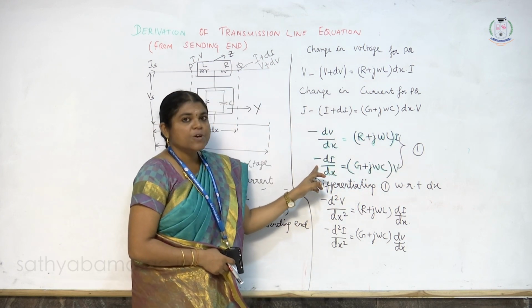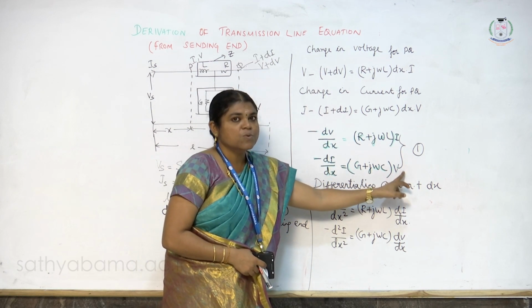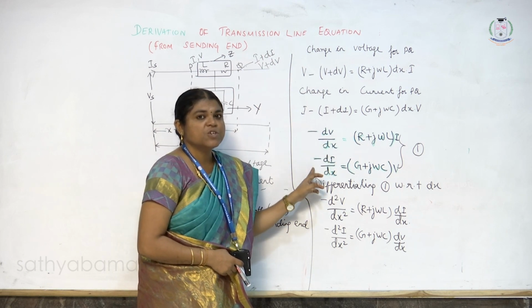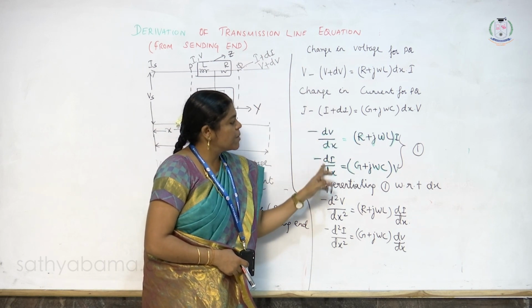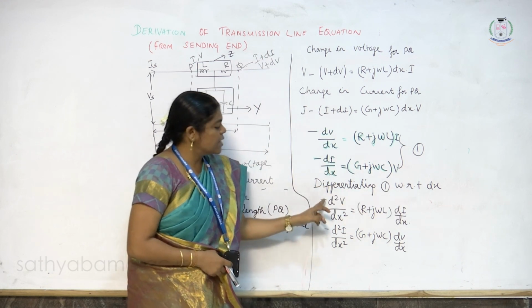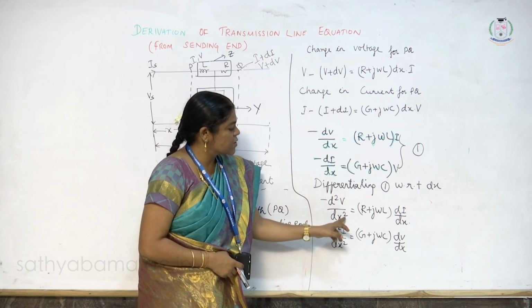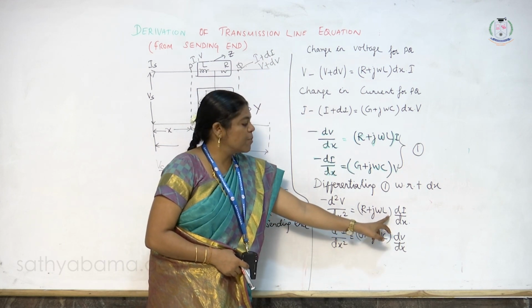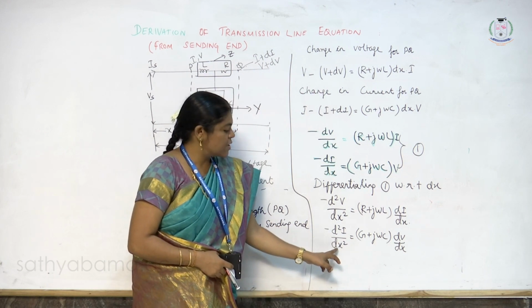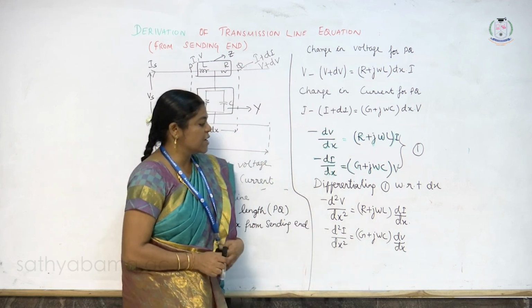Similar way I am able to get minus dI by dx is equal to (g plus j omega c) into V. So, what I am doing here is after this I am differentiating equation number 1 with respect to x. So, that I get two more equations, that is d squared V by dx squared is equal to (r plus j omega l) into dI by dx, and minus d squared I by dx squared is equal to (g plus j omega c) into dV by dx.